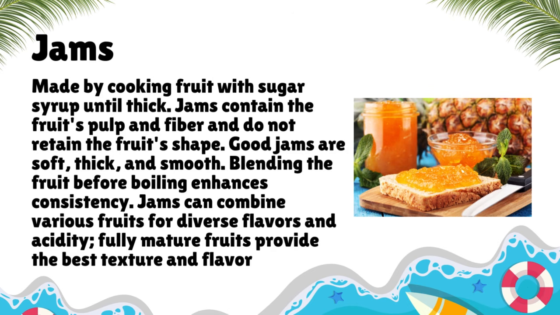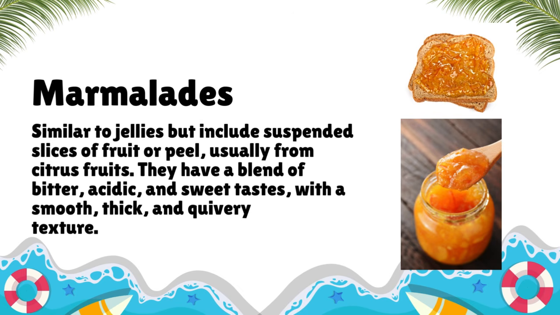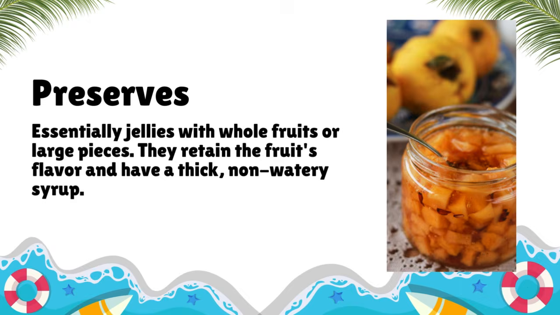Blending the fruit before boiling enhances consistency. Jams can combine various fruits for diverse flavors and acidity. Fully mature fruits provide the best texture and flavor. Marmalades. Similar to jellies, but include suspended slices of fruit or peel, usually from citrus fruits. They have a blend of bitter, acidic, and sweet tastes with a smooth, thick, and quivery texture.